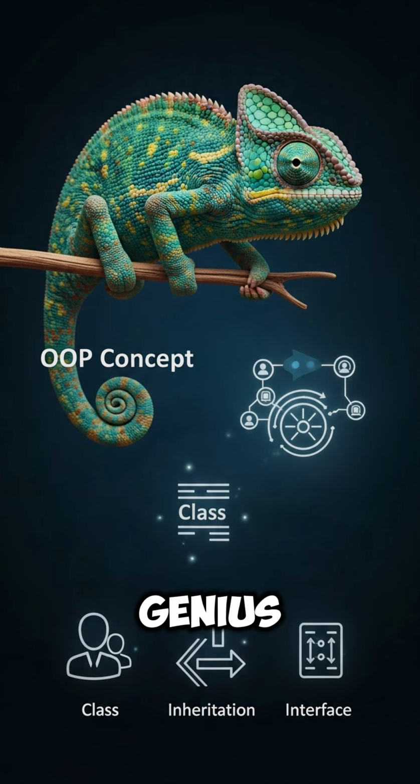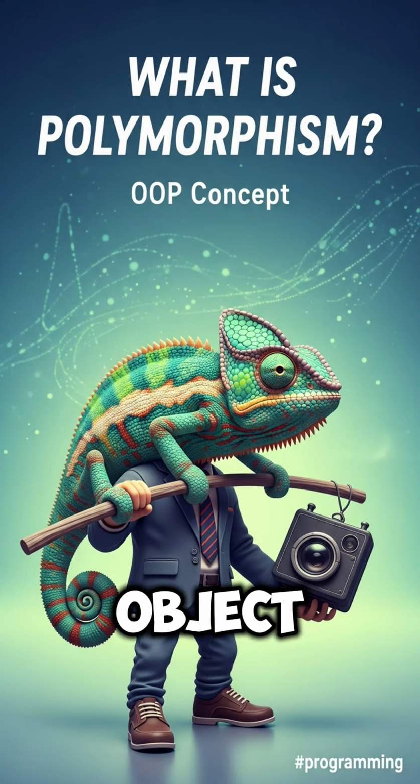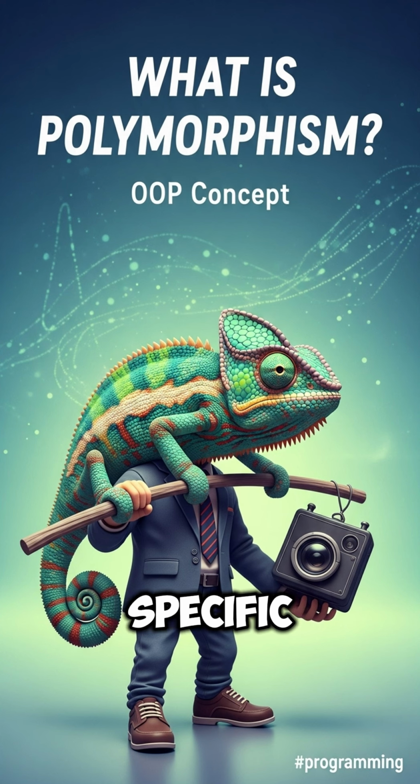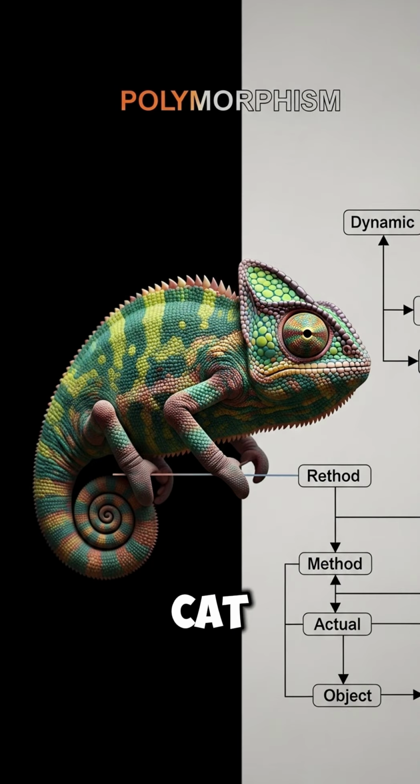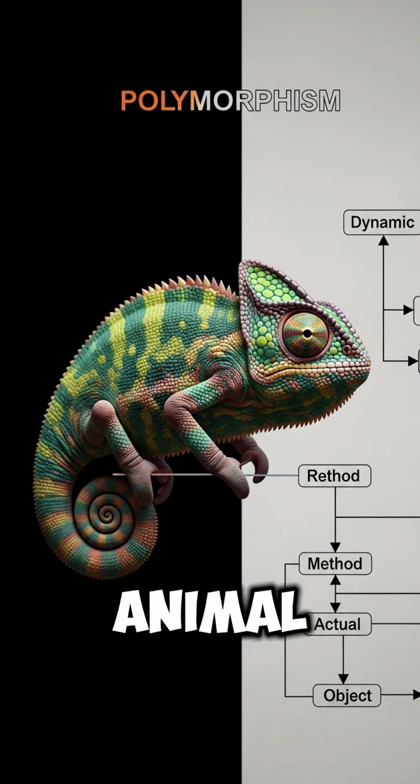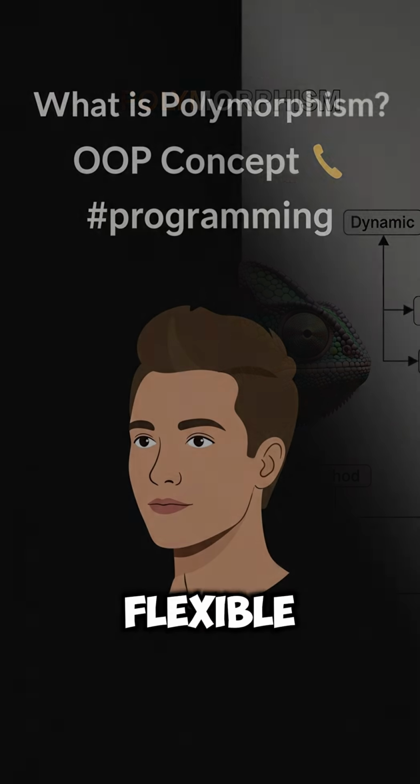Here's why this is genius. You can write code that works with an object that has that method without knowing the specific type. You don't care if it's a dog, cat or cow. You just call speak and each animal does its thing. This makes your code flexible and scalable.